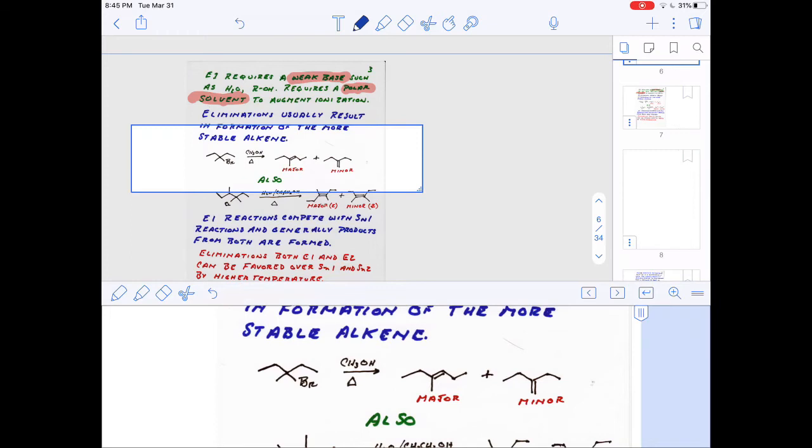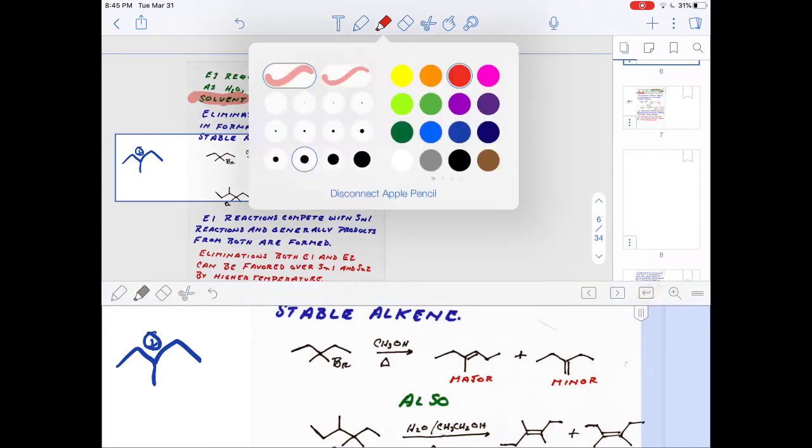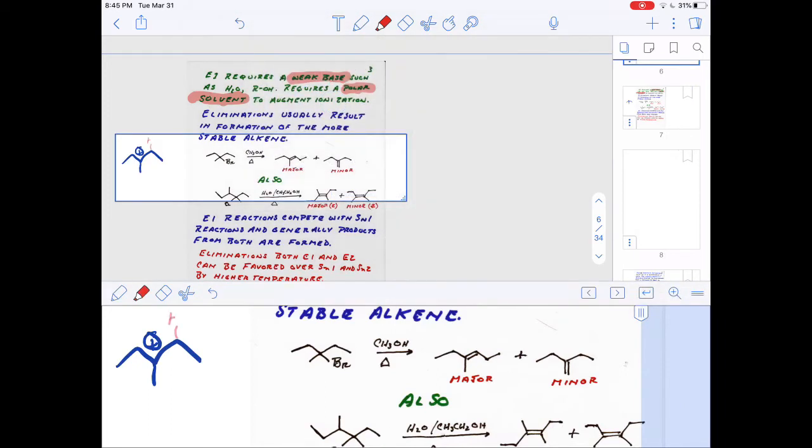So in the example he's giving you, your intermediate is going to look like this once your Br pops off. And now you have a choice between which H it's going to take. It can either take this H over here, or it can pull a hydrogen from here. And like I was saying, it's going to want to pull the hydrogen that's going to result in the more stable product. So if you pull off this H here, you're going to have a double bond here. But if you pull off the other H, you'll have a double bond here.